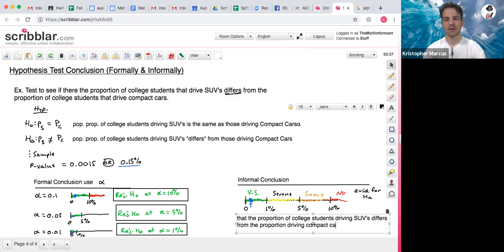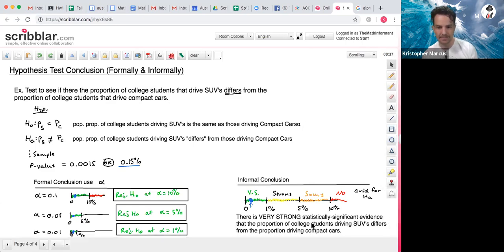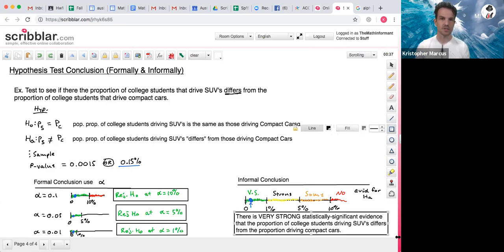Now, what this doesn't tell us, you almost get too enthusiastic about what you want to say, but don't get overly jumpy on your trigger finger here in the conclusion. What do I mean by that? The temptation is to look at that statement and say, oh, well, they drive more SUVs. No, no. The alternative didn't say they drive more SUVs. The alternative says the proportion that drive SUVs differs. So the proportion driving SUVs versus compact cars may be higher, or it might be lower than the proportion of those driving the compact cars. We don't know what it is. A confidence interval would tell us, but we don't know just by looking at this alone.